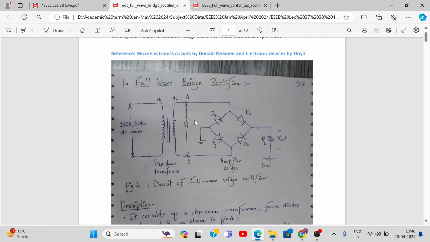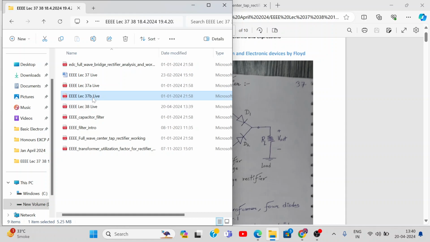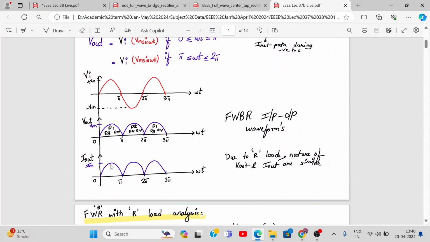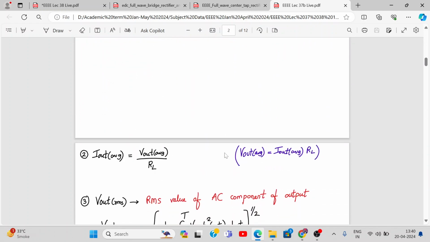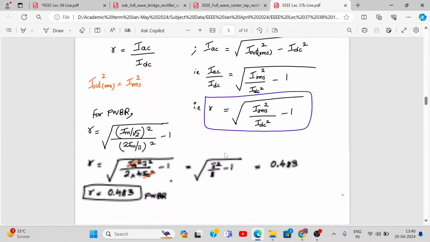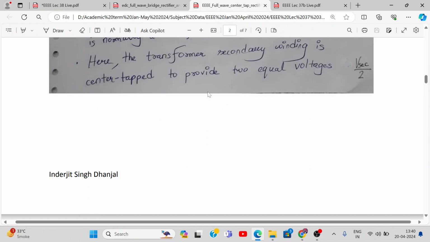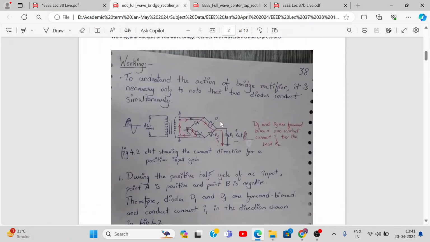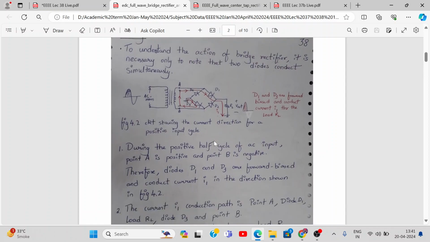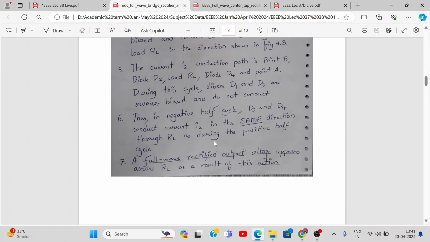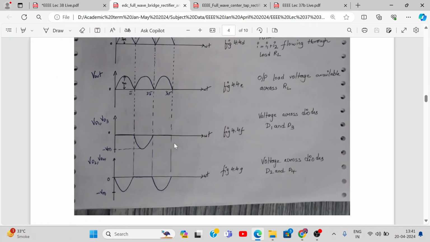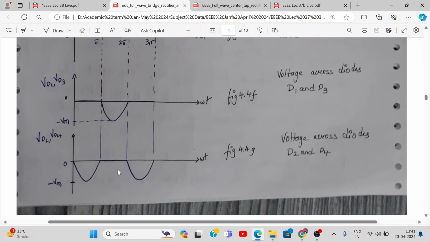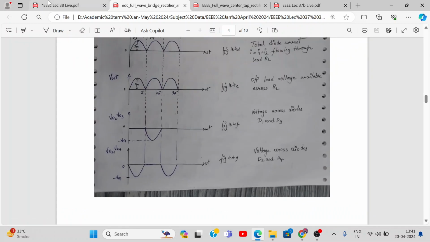I think we have discussed the waveforms in the last class. Let me show it to you. Here it is, right? We have drawn the waveforms, but not the waveforms across the diode. It's 2 VM, just remember it. If you want to see the wordings of everything, I will be sharing this document. See, the voltage across the diodes D1 and D2 when they are on is minus VM only, not 2 VM. This is one of the facts which I wanted to discuss.